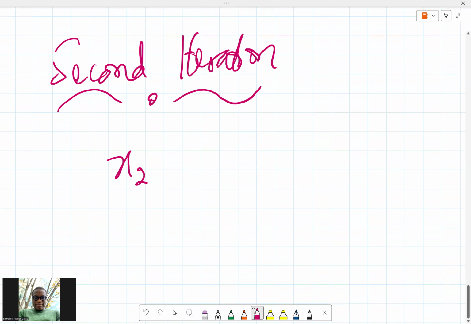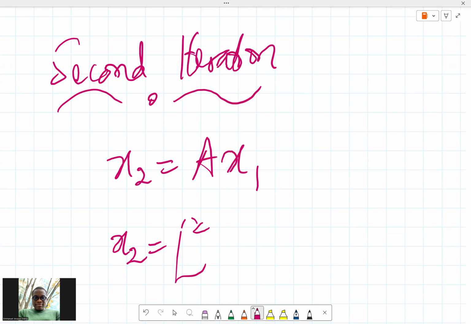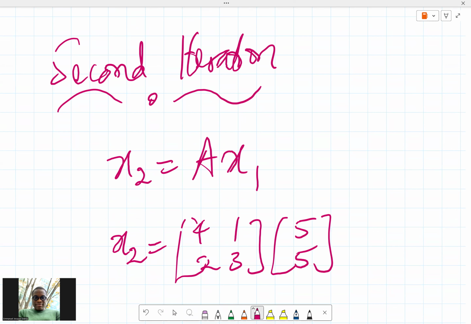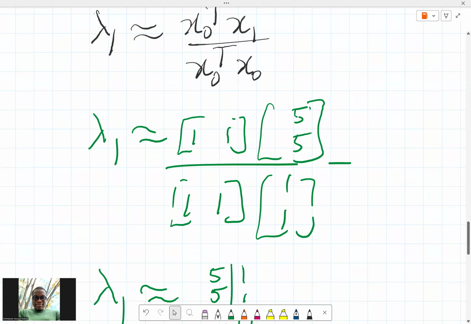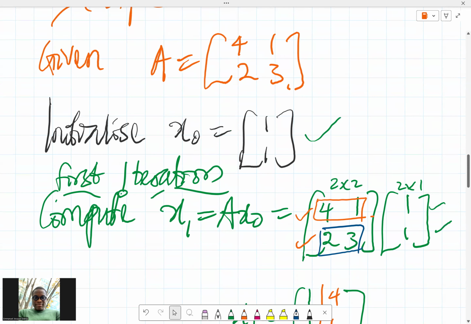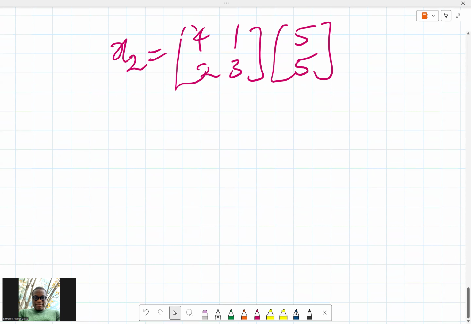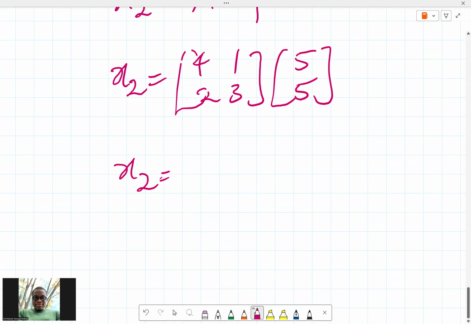So x2 now is equal to A x1, right? So that means x2 is equal to 4, 1, 2, 3, right? Into x1 is 5, 5, if I still remember that correctly. Let's check. A is 4, 1, 2, 3. Then x1 is 5, 5, okay? So we have x2 now to be equal to, because we have two rows here, so we have 5, 5 and 5, 5. Then 4, 1, and this is 2, 3.